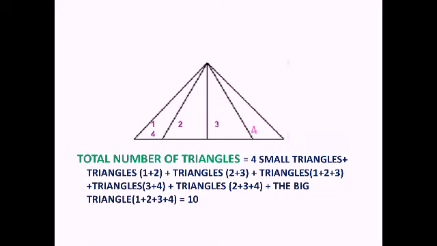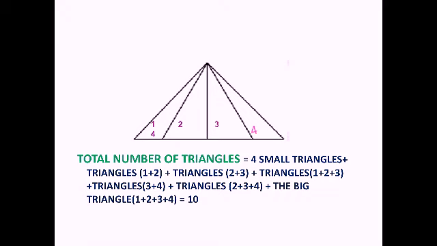Now what we can see is, there are 4 small triangles. Triangle 1 and triangle 2, when we add them together, they form a bigger triangle. When you add triangle 2 and triangle 3, a bigger triangle is formed. When you add triangle 3 and triangle 4, a bigger triangle is formed.